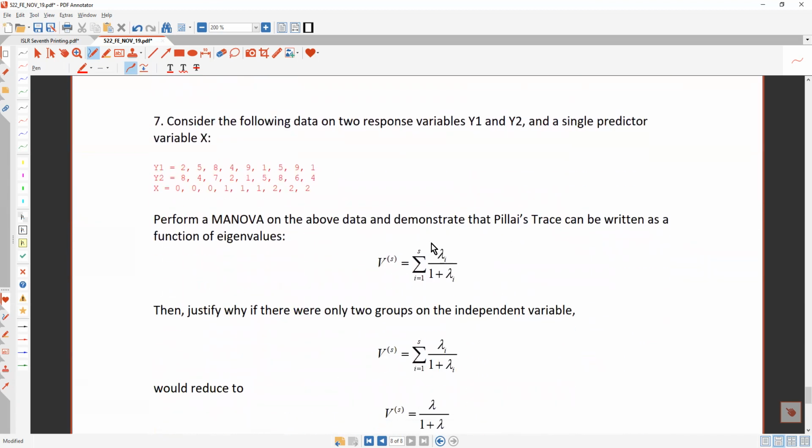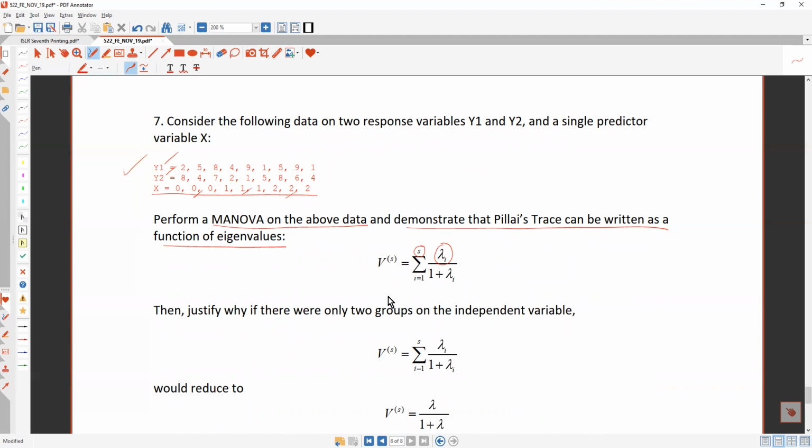Take this data, perform a MANOVA on it, and again, you can do that in R. You could also do it in SPSS if you want to do the MANOVA. Probably easiest to do it in R. There's your Y1, Y2. There's your independent variable. This has 3 levels, 1, 2, and 3. Perform the MANOVA on the above and demonstrate that Pillai's trace can be written as a function of eigenvalues. These are the eigenvalues, and these are the number of dimensions that you're extracting.